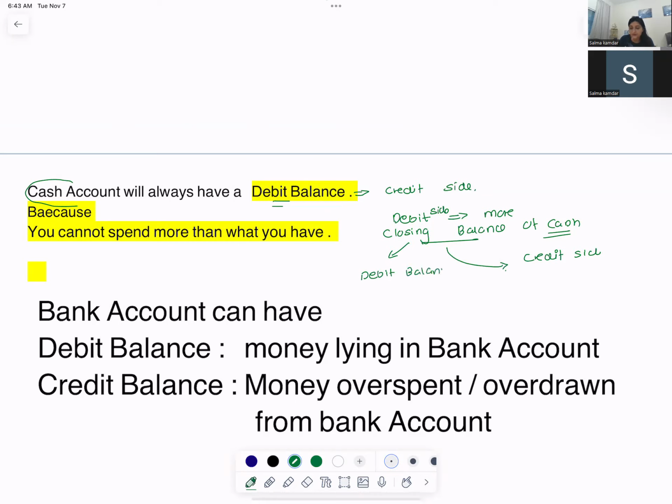So the rule for cash account is that cash account will always have a debit balance because you can't spend more than what you have.